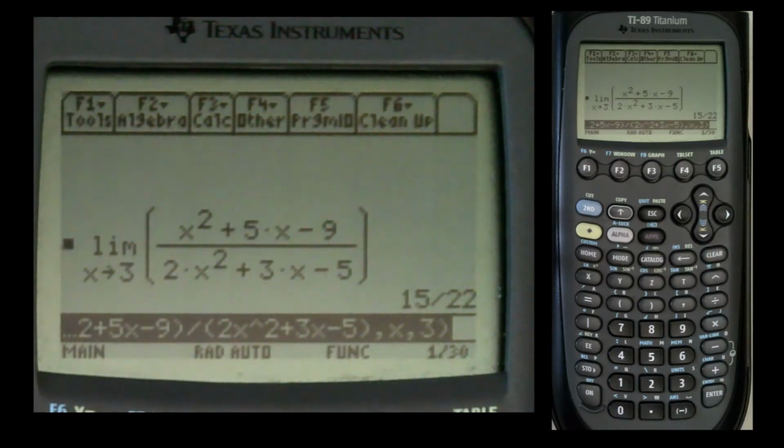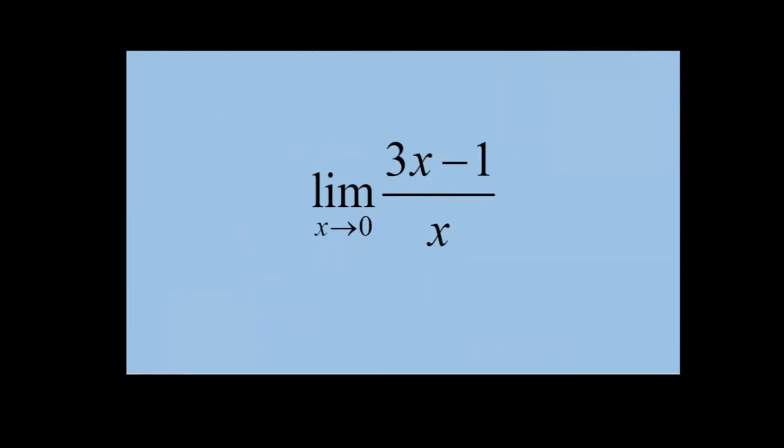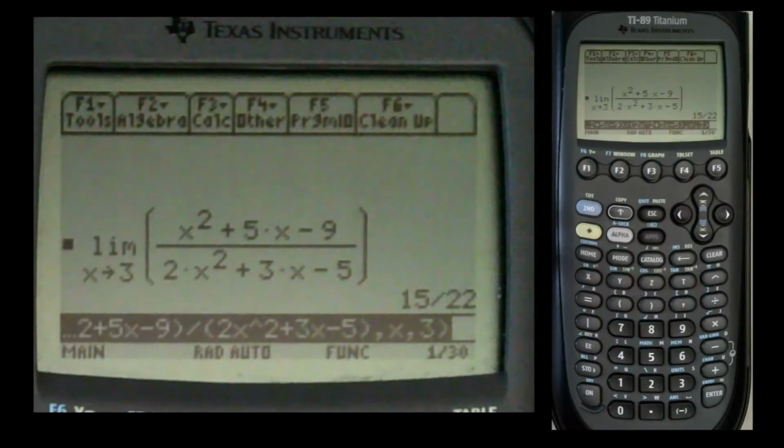Okay, let's take a look at another limit. Not that one, that's the one we just did. Let's take a look at this one. Limit as x approaches 0 of 3x minus 1. If you remember from calculus what was going to happen here when you directly substitute, you're going to get that this limit does not exist. So let's see how the calculator handles this.